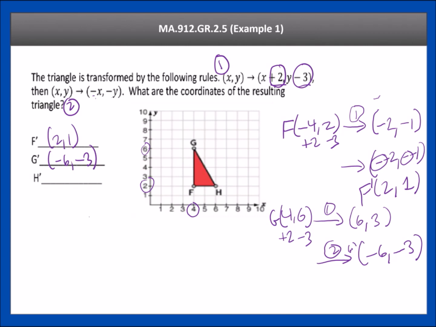And then finally, let's do h prime. So h, the coordinates of h are 6, 2. So by the first rule, we are going to add 2 to the x coordinate, subtract 3 from the y, turns into 8, -1.